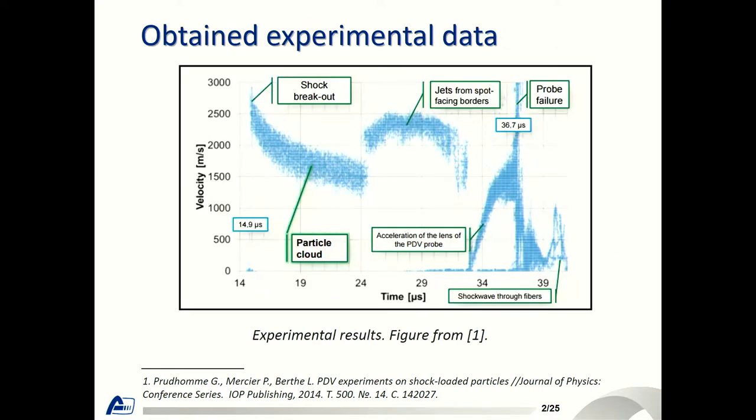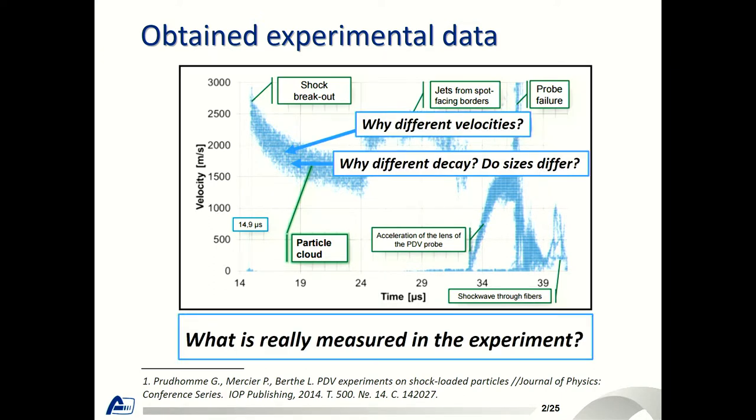So what do the experimentators obtain? They obtain the following plots of velocity time dependence from PDV probes. And what do we see? We see that when a shock breaks out, there are some fragments of material with different velocities and different decay. And that's the problem. So what is really measured in the experiments if it's not the initial spheres?